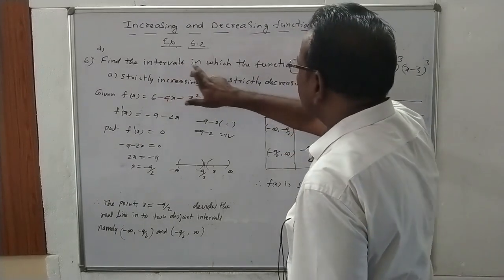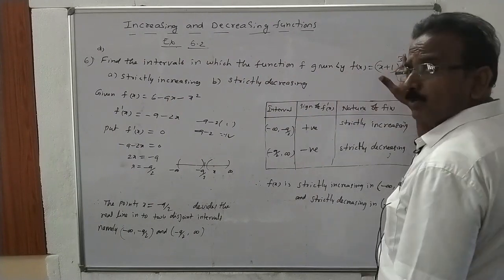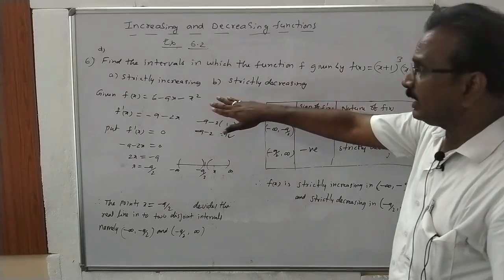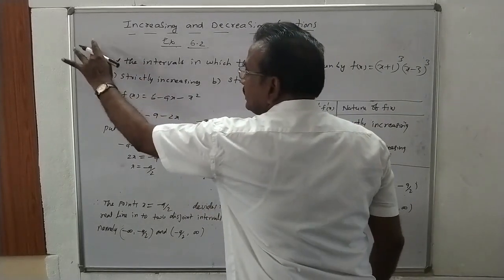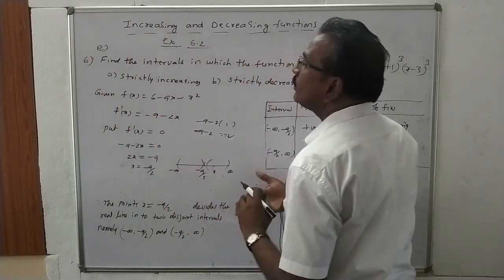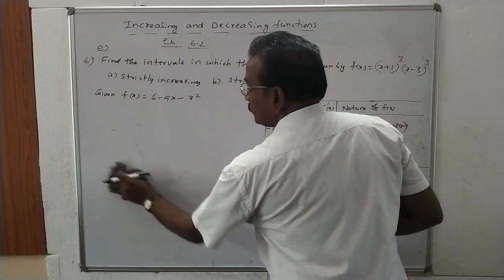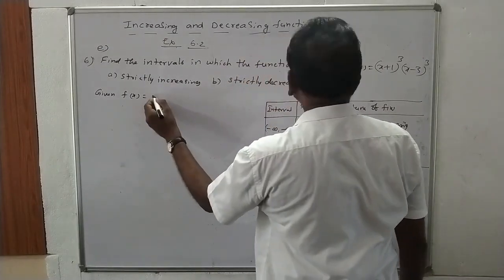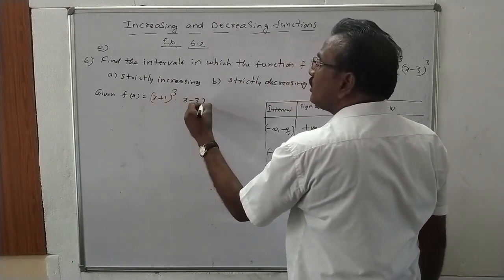Find the intervals in which the function f given by f of x is equal to (x plus 1) whole cube into (x minus 3) whole cube is strictly increasing and strictly decreasing. So this is the sixth question. Your given function is f of x is equal to (x plus 1) whole cube into (x minus 3) whole cube.